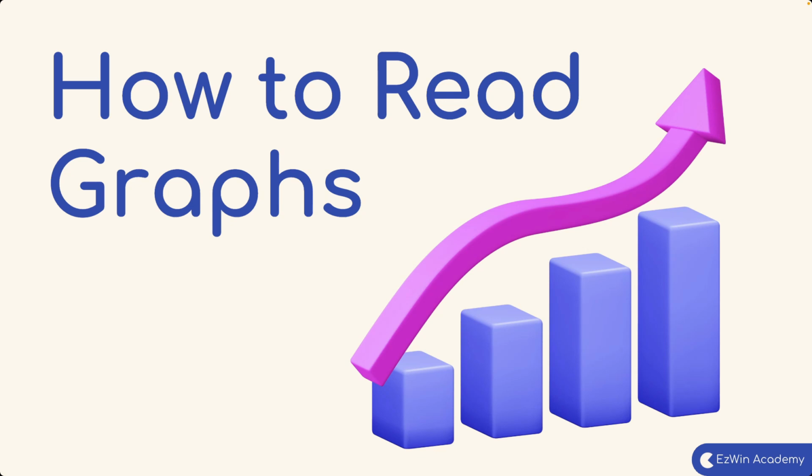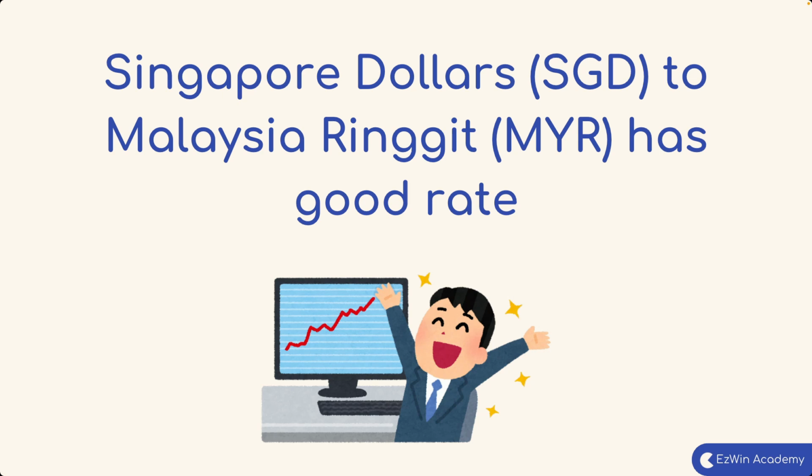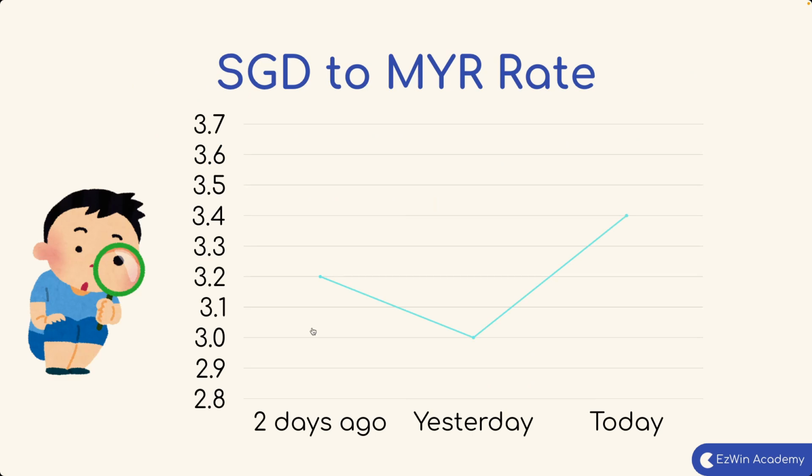In this video, you're going to learn how to read graphs. So you might be wondering why you have to go overseas suddenly, maybe to Johor Bahru or JB, because maybe your dad or your mom have seen the Singapore dollars or Malaysian ringgit rates has increased. So it will look something like this. But the thing is, you don't really know how to read this graph.